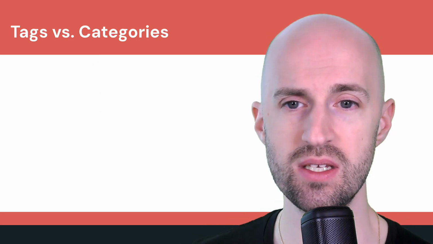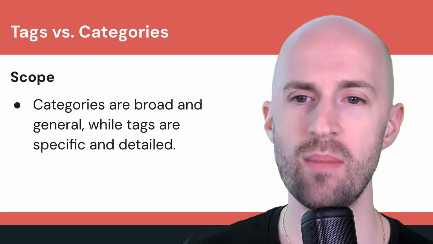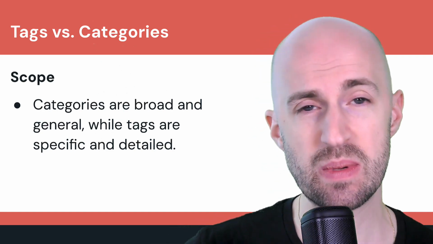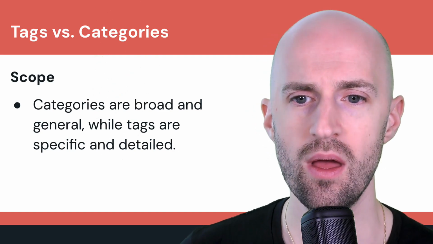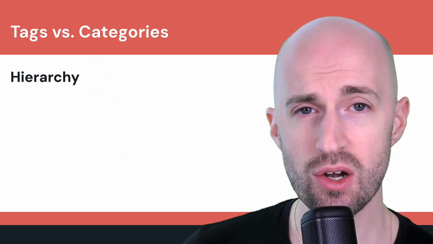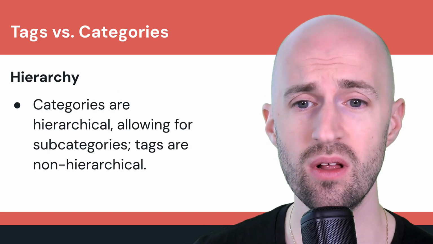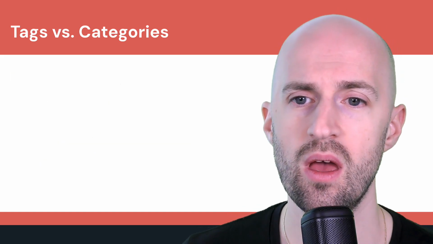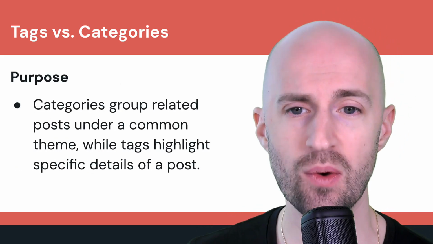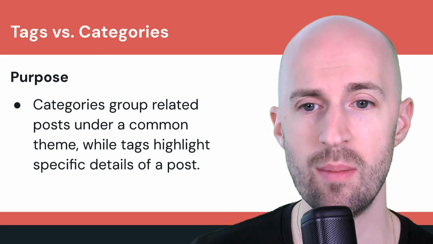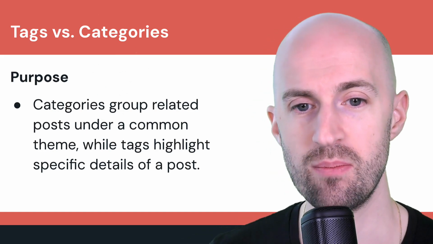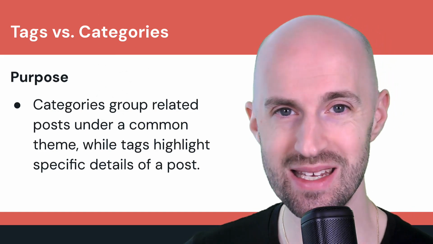Obviously, you're already seeing differences between the two, but let's do it face to face, what the difference is. So the scope. Basically, categories are quite broad, like I just said, and in general, while tags are specific and detailed. In terms of the hierarchy, you got categories which are hierarchical and allow for subcategories, while tags are non-hierarchical and flat. Then you also have the purpose behind it. So categories group related posts under a common theme, while tags actually highlight specific details of a post. And multiple posts may have that same detail or details in them.